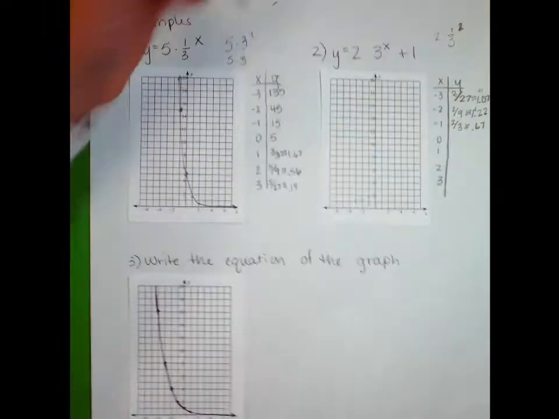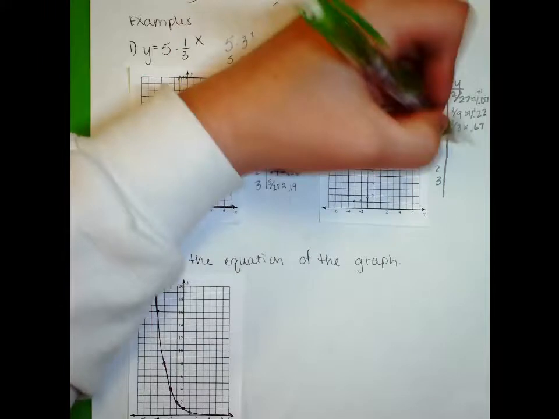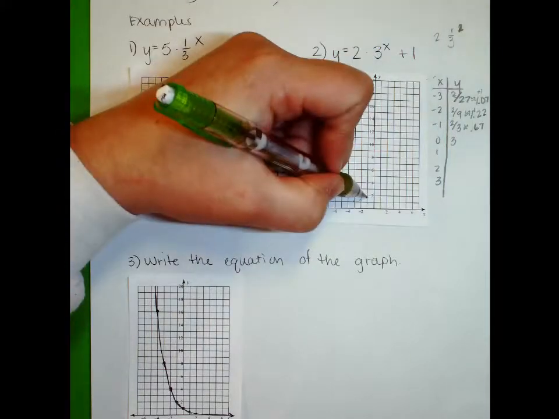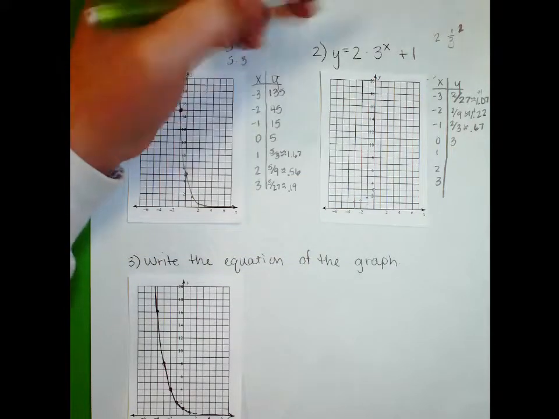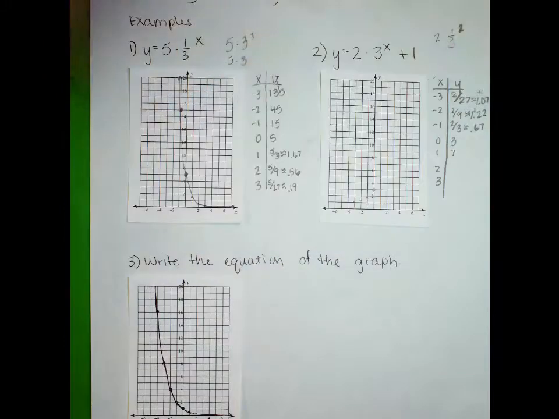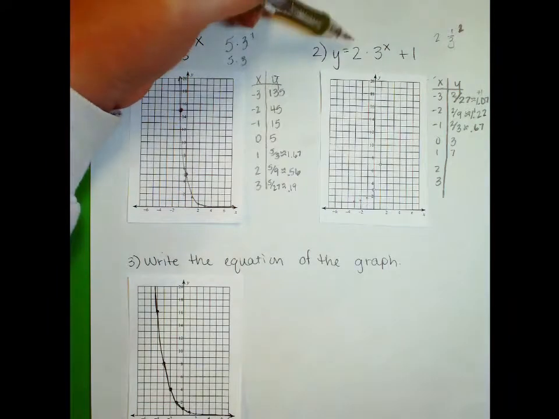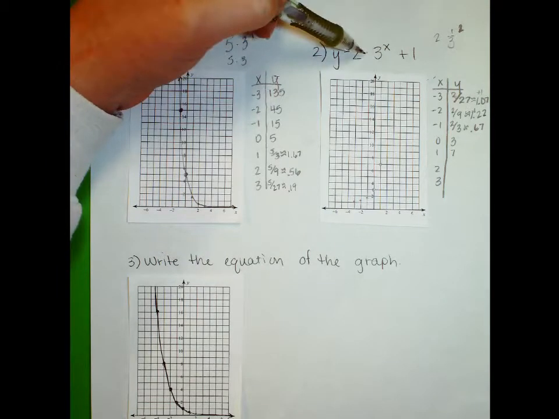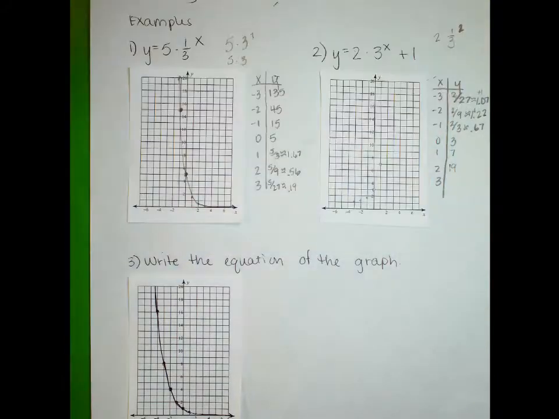So plug in 0. Any number to the 0th power is 1. So we have 2 times 1, which is just 2. Plus 1 is 3. So we get a y-intercept of 3. From here you plug in 1. So 3 to the 1st power is 3. Times 2 is 6. Plus 1 is 7. Plug in 2. So 3 squared is 9. Times 2 is 18. Plus 1 is 19.